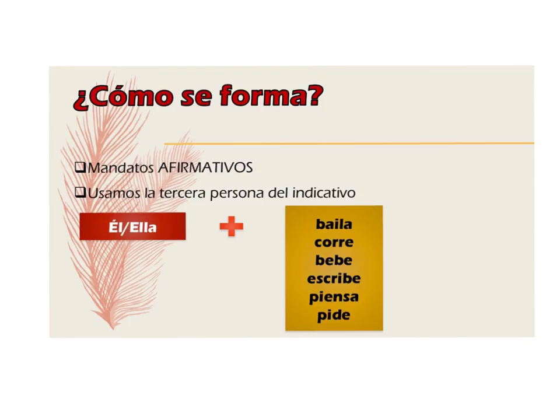Now, how do we form an informal command? Un mandato informal afirmativo, affirmative. Okay, we use the third person of the indicative, which is él, ella. And that's it, like baila, corre, bebe, escribe, piensa, pide. All those are examples of informal commands. And remember, we don't have the plural form in the informal command.